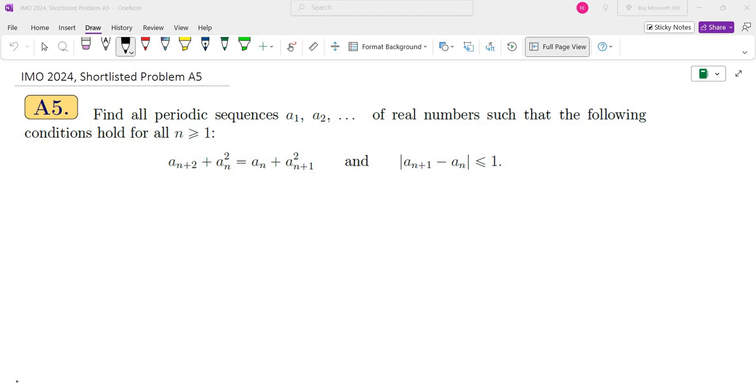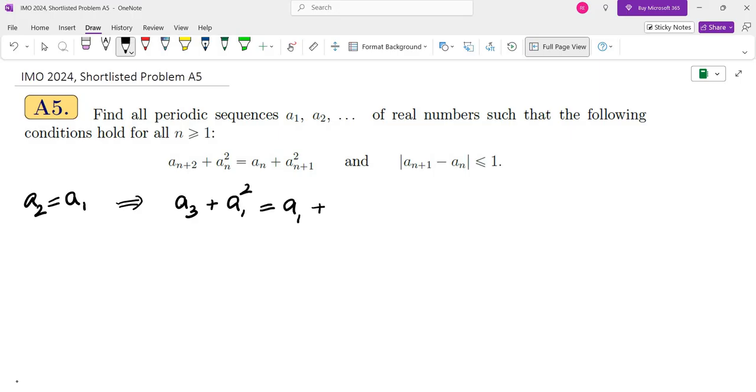The first thing is, what is the period of this sequence? Let's assume that the period is 1. It means A2 is equal to A1. And let's see what we can get. So I'm going to write down the condition A3 + A1^2 = A1 + A2^2. But I know that A1 and A2 are the same. So that means A3 is equal to A1, which means A3 is equal to A2.